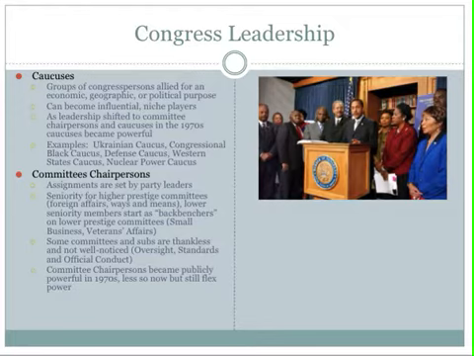For committee chair people, then, their assignments are set by the party leaders. So the party leaders have a lot of power in putting people into certain committees and leadership roles. Seniority plays a big role in this, especially prestigious committees like Foreign Affairs.